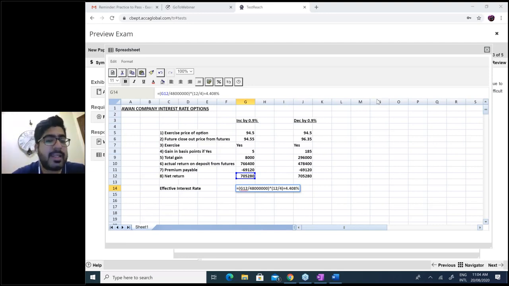Premium can be added as well as deducted. You can't rote learn. Premium has to be paid. So if it's return, premium reduces the return, therefore deduct. However, if you have been given the question of cost on borrowing, then premium increases cost, therefore add it.